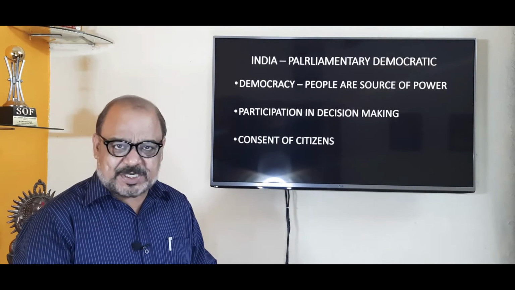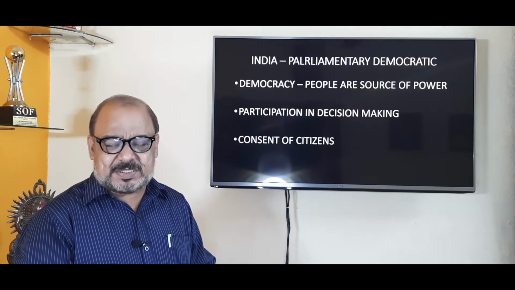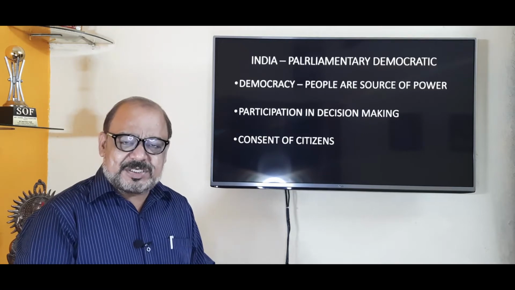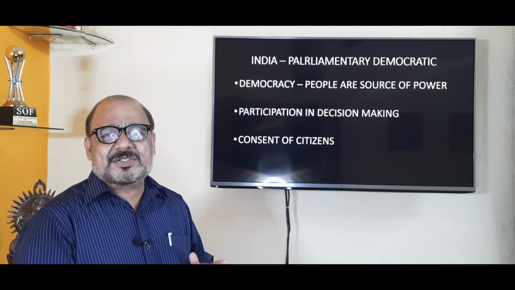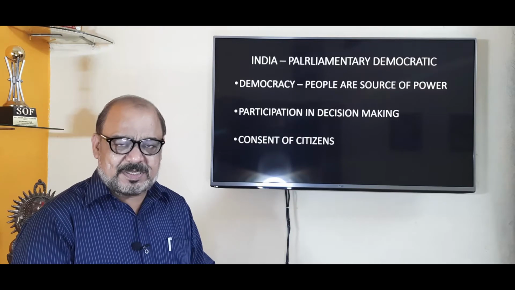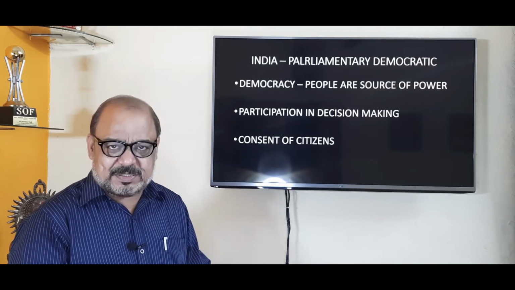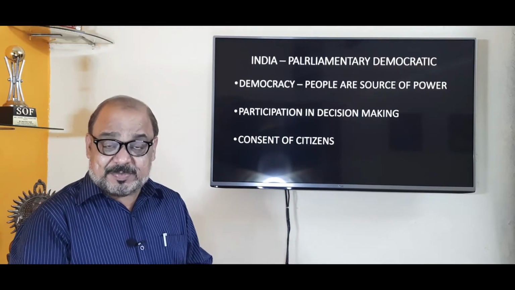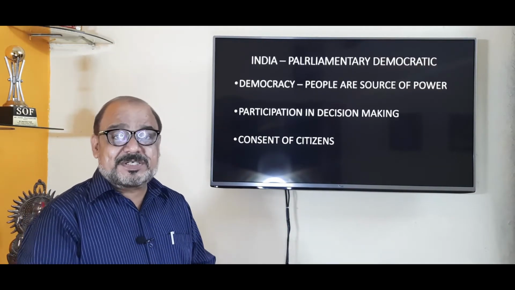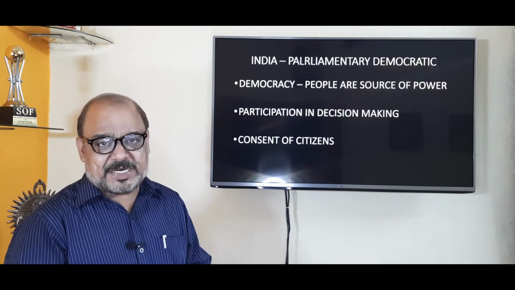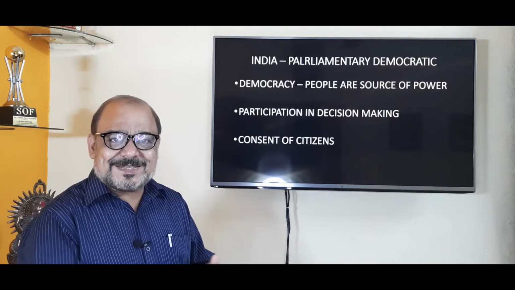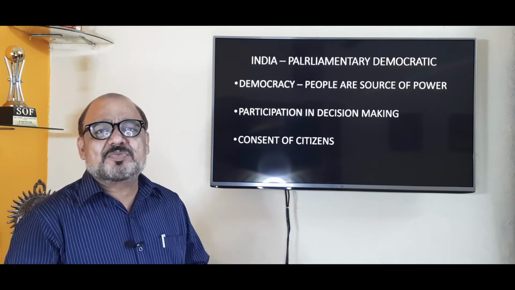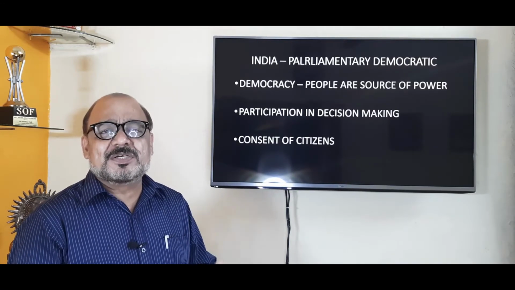Democracy is of 2 types, direct democracy and indirect democracy. Direct democracy, where people elect the government directly, elect the rulers directly. Indirect democracy, where people elect the representatives and representatives make the government. So this is indirect democracy. Now, indirect democracy is the most popular form of democracy in the world today.